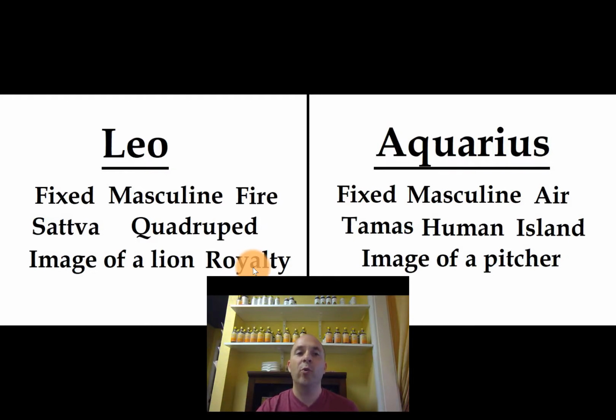And then we'll also see that Leo is a quadruped, as a lion is a quadruped. So it's that idea of just being able to keep going. Like, this is who I am, this is what I'm doing, and being able to move forward with our energy because we see what it is that we're responsible for.